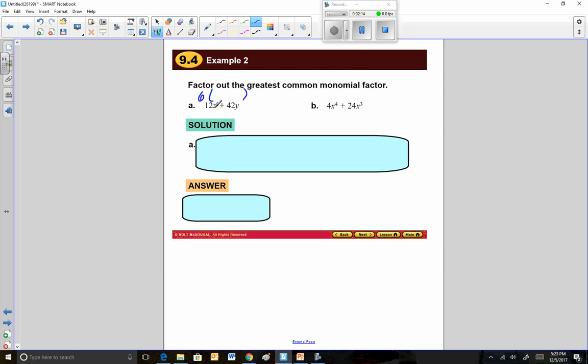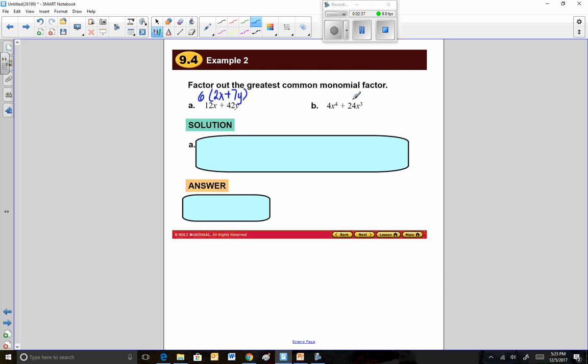6 times what equals 12? Well, of course, 2. And we can't forget our x. Look, 6 times 2x is 12x. Plus 6 times what will get me 42? Well, 7. So 6 times 7 is 42, and don't forget your y. 6 times 7y is 42y. Let's try the same thing over here.